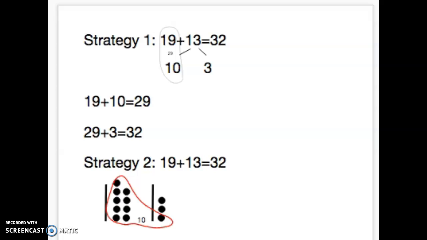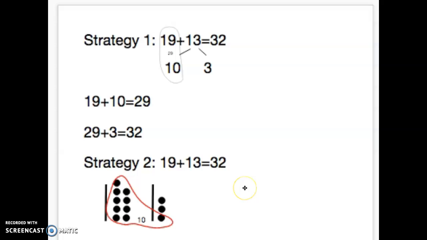Strategy 1, the number bond. Notice on this number bond, I decomposed or broke apart 13 into 10 and 3. 19 plus 10 equals 29. 29 plus 3 equals 32.